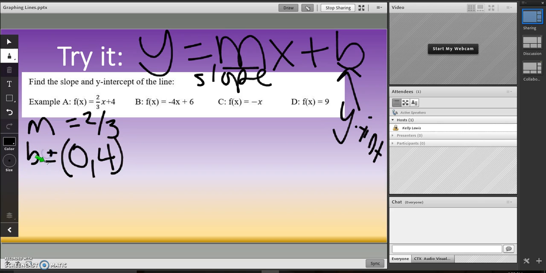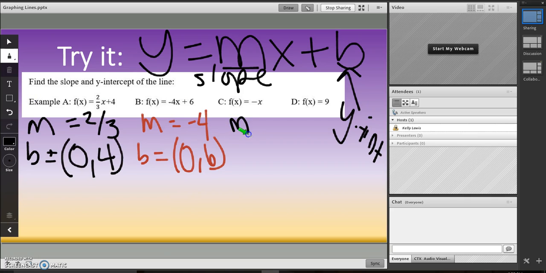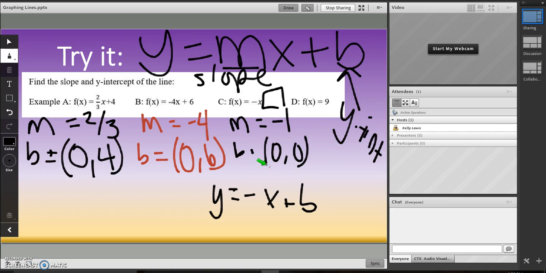And the y-intercept is when x is 0. All right, so let's do the next guy. Here, the slope, the number touching x, is -4. And then the y-intercept is going to be 0, 6. Okay, let's do our next guy. So here, the slope is the number touching x, so it's -1. And then there's nothing over here. It's like a +0. So we could rewrite this guy as y equals -x plus 0. All right, so our y-intercept is 0, 0.